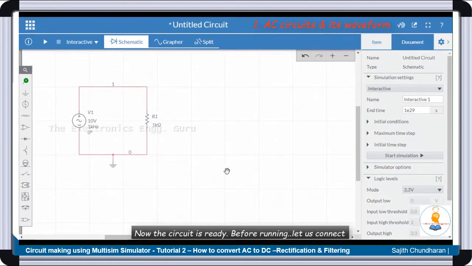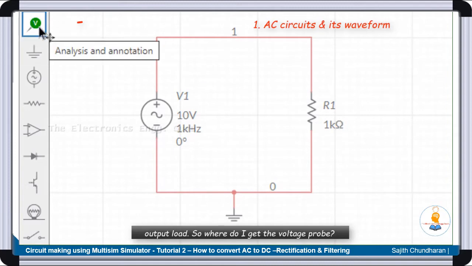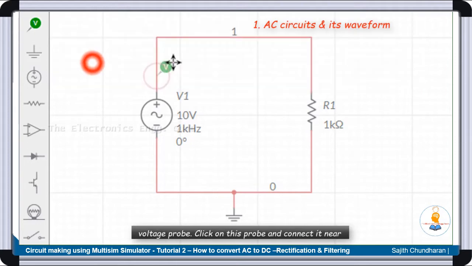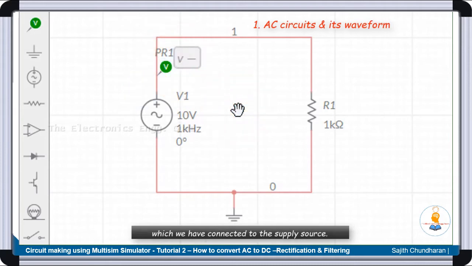Now before running, let us connect the voltage probes at the input source and also at the output load. So where do I get the voltage probe? You will get it at this place, the analysis and annotation part. Click on this, and you will find different types of probes: voltage, current, voltage and current, and many other probes. For now, let us stick to this voltage probe. Click on this voltage probe and connect it near the source. You can see that it is getting highlighted. Click over there. That is the first voltage probe which we have connected to the supply source.